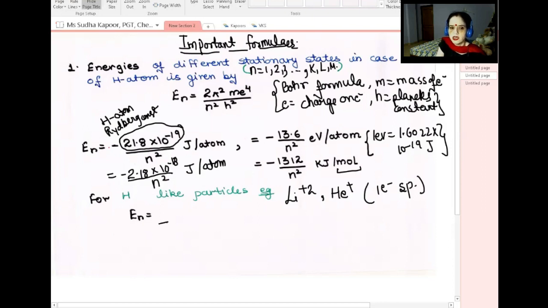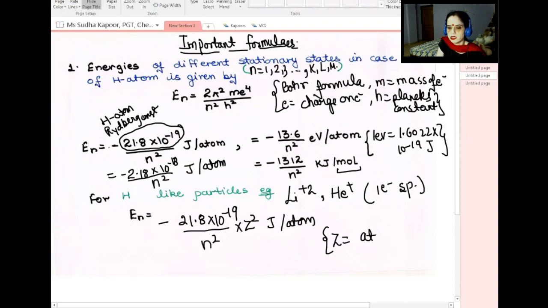It is taken as minus 21.8 into 10 to the power minus 19 upon n square into Z square joule per atom. So what is Z here? Student, Z is equal to the atomic number of the element we are talking about. So if we consider the hydrogen-like species, that is those which have one electron, then the formula gets multiplied with Z square.